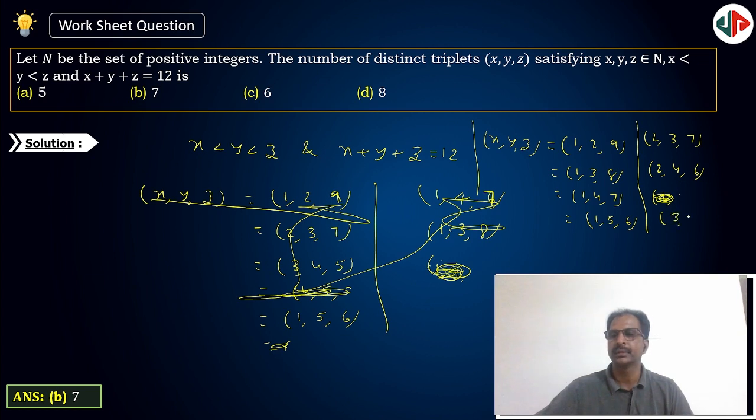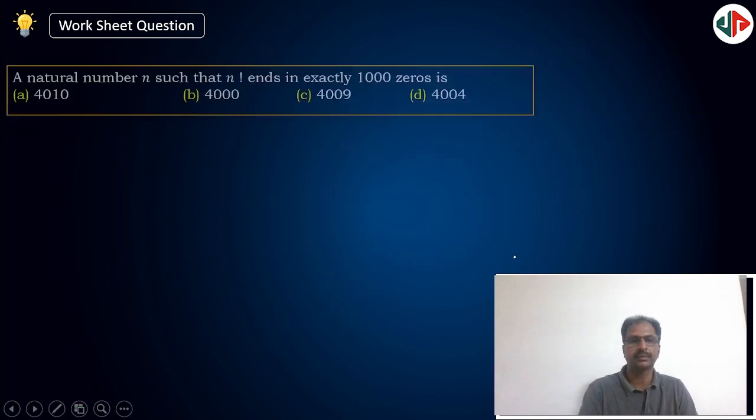Next, 3. With 3 what are the possible cases? 3 1 8 not possible. 3 2 7 not possible. 3 4 5. So altogether you get 7 cases. Option B.